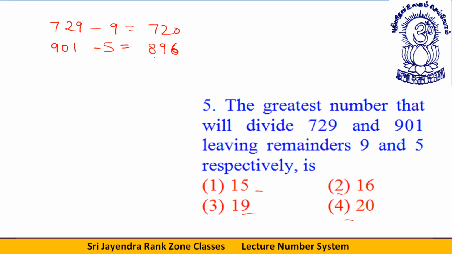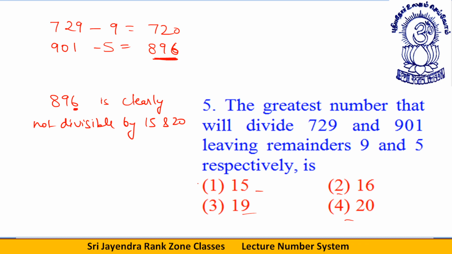Very easily I can say this 6. See, let's talk about 896 only. Unit digit is 6. It is clearly not divisible by 15 and 20. So these two options are removed.